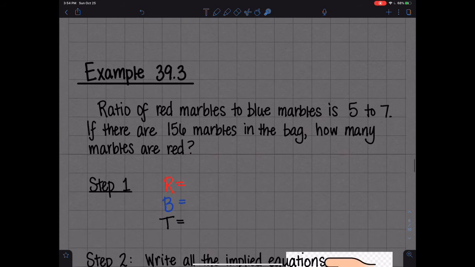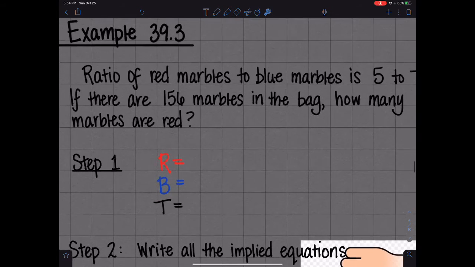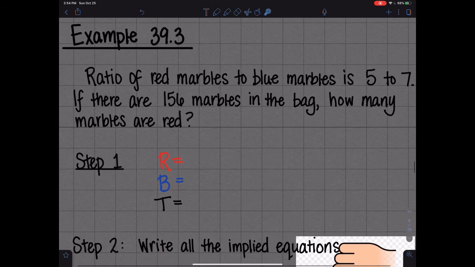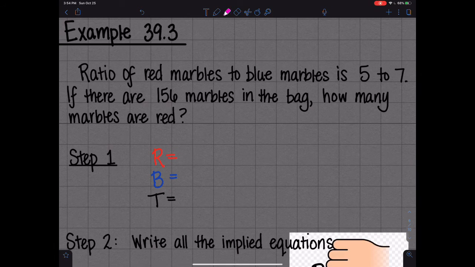I know, blah, blah, blah. What the heck are they talking about? So let's go through it in an example, and I think you'll totally understand it. Example 39.3 is basically the same problem as what they just gave us. The ratio of red marbles to blue marbles, so red to blue, is going to be 5 to 7, okay?